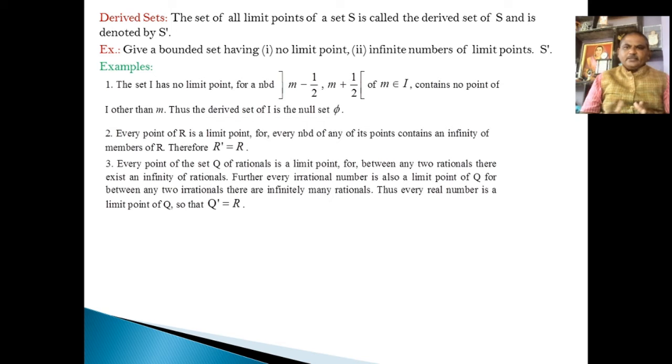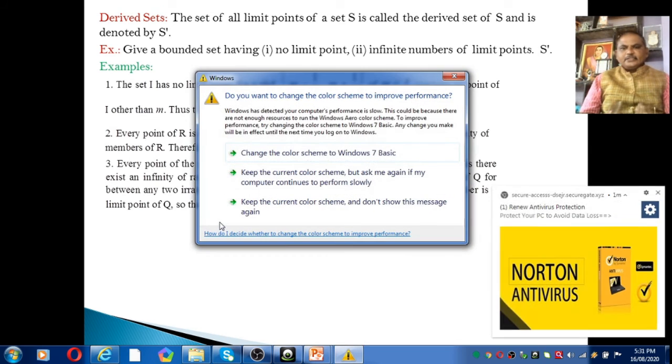For between any two irrationals there are infinitely many rationals, and thus every real number, that is, the rational numbers as well as the irrational numbers, is a limit point of the set Q. Therefore the derived set of the rational number set, Q dash, is equal to R.